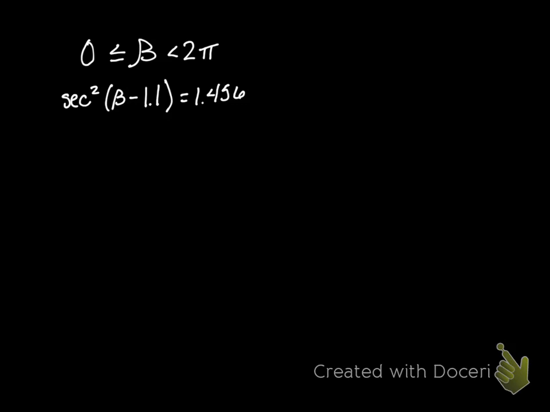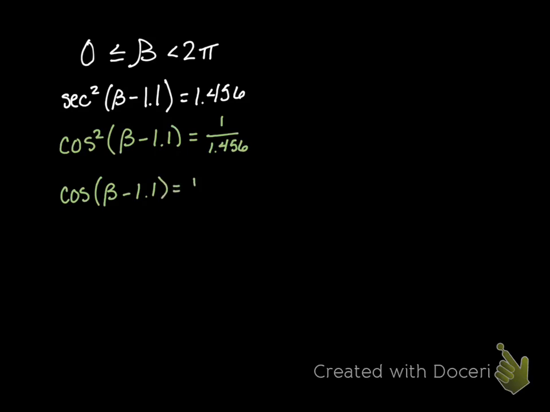All right, first step, secant squared. We need to maybe turn this into a cosine squared. Cosine squared of beta minus 1.1 equals 1 over 1.456. And that is perfectly fine to write something like that. Not a huge deal, okay? Now we need to take the square root of both sides. So cosine of beta minus 1.1 equals plus or minus the square root of this fraction. This is kind of looking nasty. It's fine. We'll get it figured out.